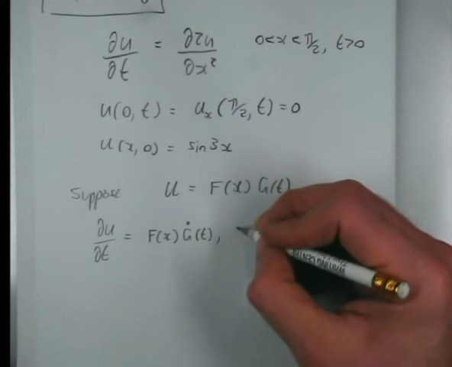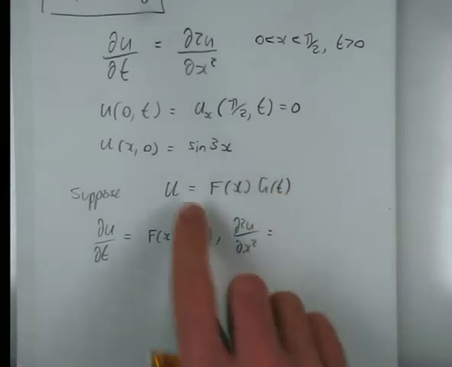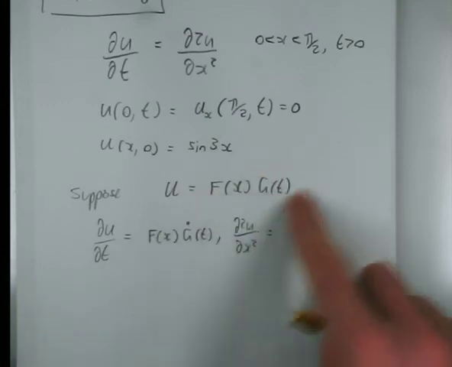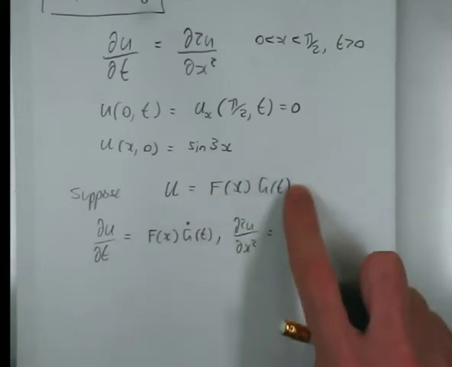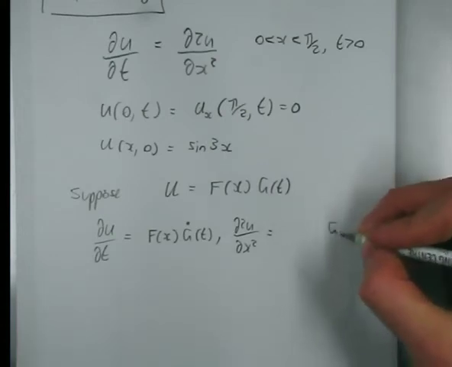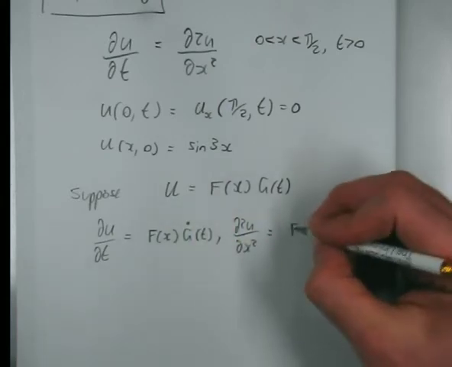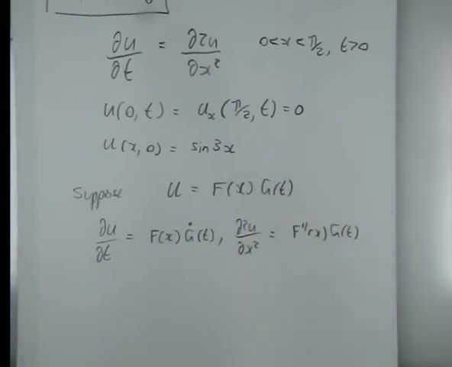I also need to know the second derivative of u with respect to x. So if I differentiate this with respect to x, the g this time will count as a constant because it doesn't involve any x's, and so it'll still be there when I differentiate because it's multiplied on, and the f will get differentiated twice, so I'll get this. Like that.